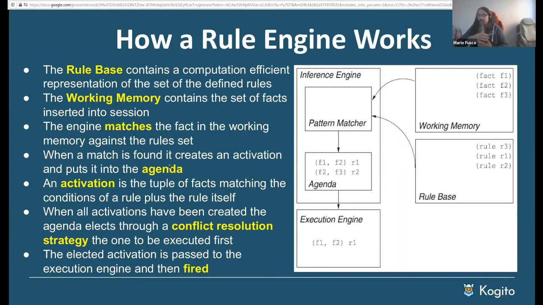The activations are put in the agenda. The agenda is an internal, pluggable strategy algorithm that prioritizes the different activations, and then the activations are sent one by one to the execution engine, which basically executes the actions that are described in the then part of the rule.